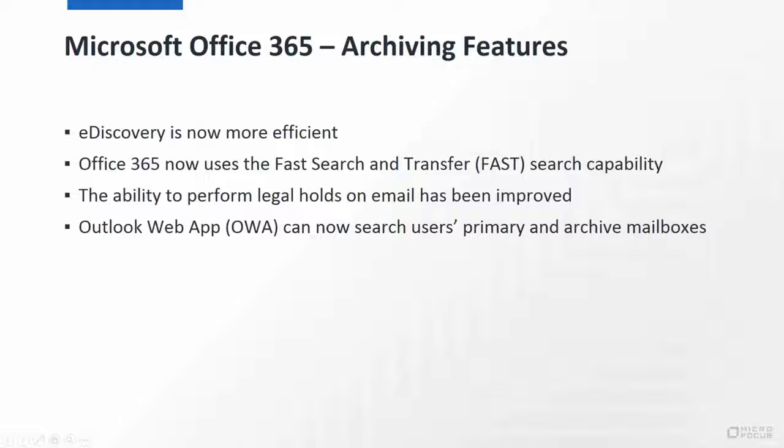Some things that have happened recently with Office 365 and their archiving solution is that now eDiscovery is more efficient. There's a fast search capability, and the way that they perform legal holds has been improved. Also through the Outlook web app, users can search their primary and archive mailboxes. So there are some improvements that have been there in Office 365.